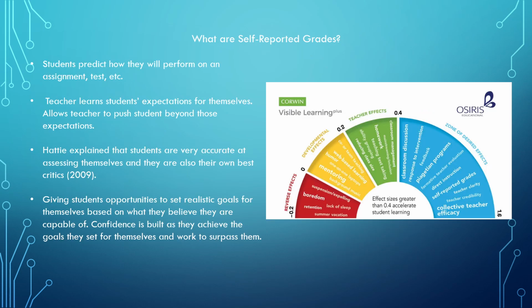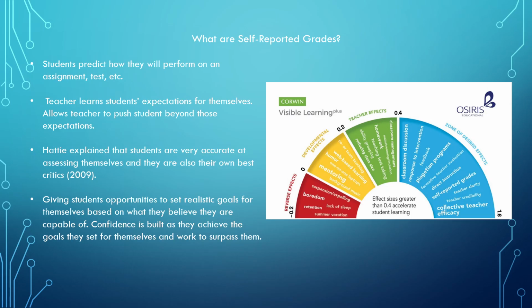So what are self-reported grades as Hattie reported them as a learning strategy or influence? Students are predicting how they will perform on an assignment, a test, or a unit that we're about to start, whatever the task may be. Students sit down and try to predict how they will perform on said task. Do they know a lot about it beforehand? Is there a lot of background knowledge? Or do they think they are not capable of doing the work that is coming up towards them?